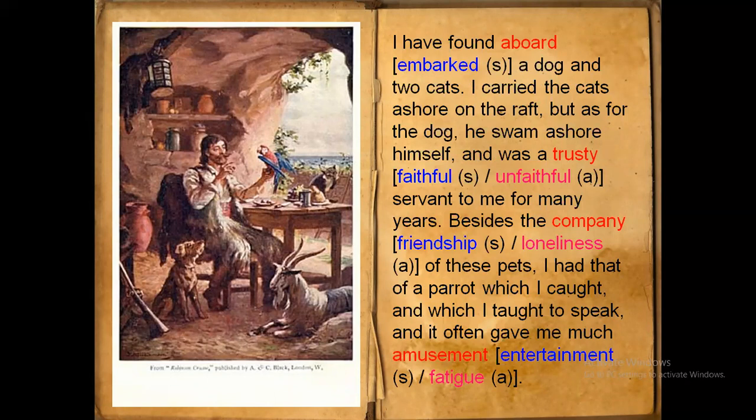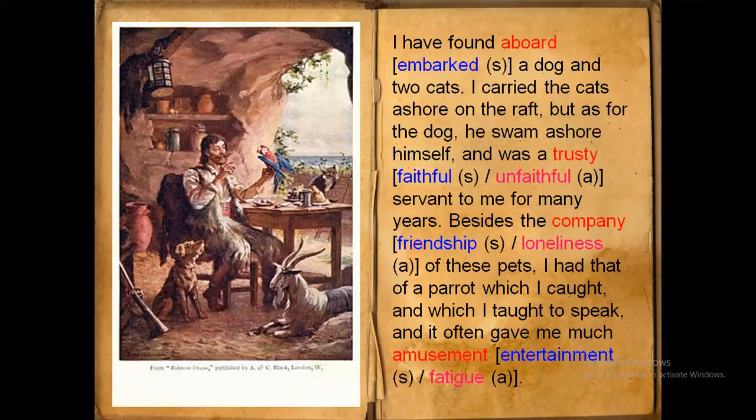I have found aboard a dog and two cats. When Robinson Crusoe came from the ship, he brought along with him two cats, and the dog swam with him. I carried the cats ashore on the raft, but as for the dog, he swam ashore himself, and was a trusty servant to me for many years. The dog served Robinson Crusoe for many years.